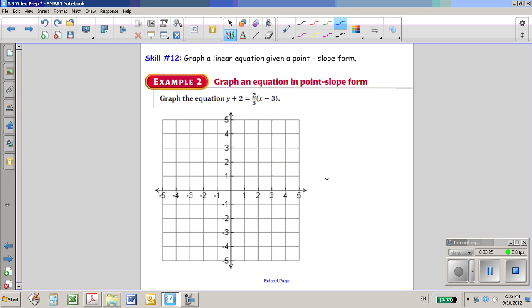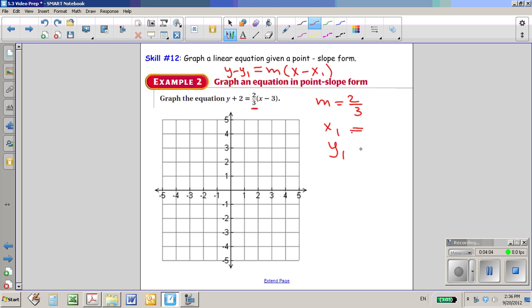Okay, so for skill number 12, we are now going to graph a linear equation given in point-slope form. What we want to do first is extract all the important information from the equation. On top of this, I'm going to write the form. So the form is y minus y1 equals m times x minus x1. I have three important numbers here. I have my slope here. So the slope is 2/3. And I am given an x coordinate and a y coordinate.